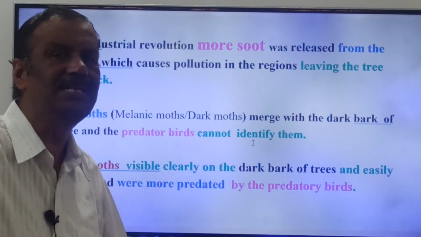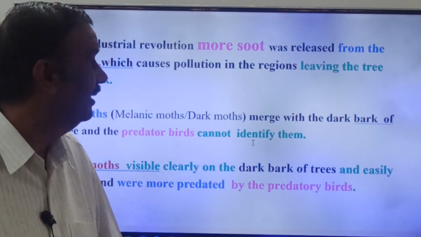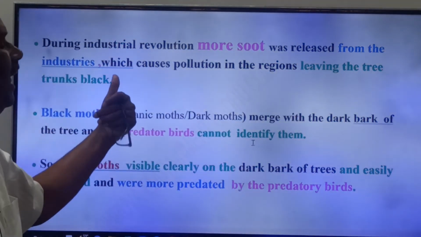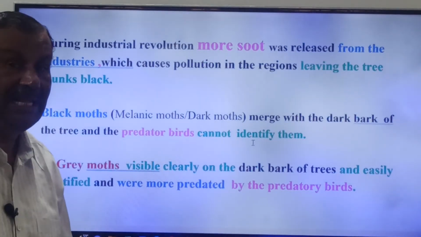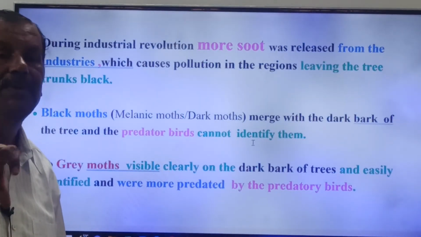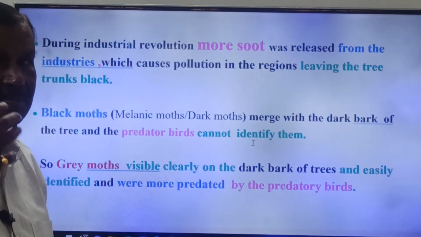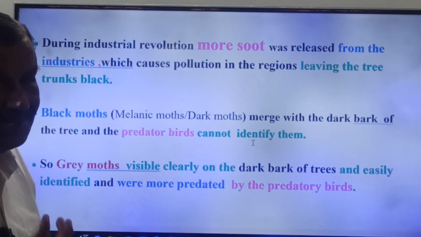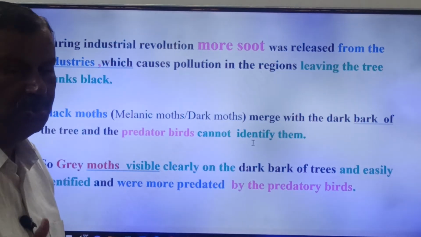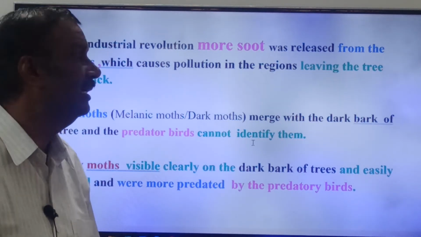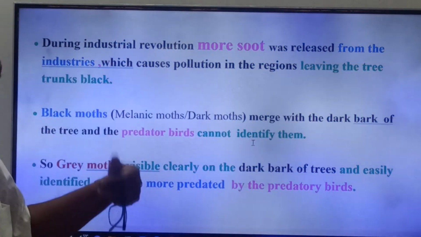When the soot is released by the industries, the bark of the trees which are present in the industrial area turns what, friends? Turns black color. Earlier to that, the bark of the tree is white in color. But when the industrial revolution starts, when the industries release the soot, due to soot, the bark of the trees turns what, friends? Turns black color.